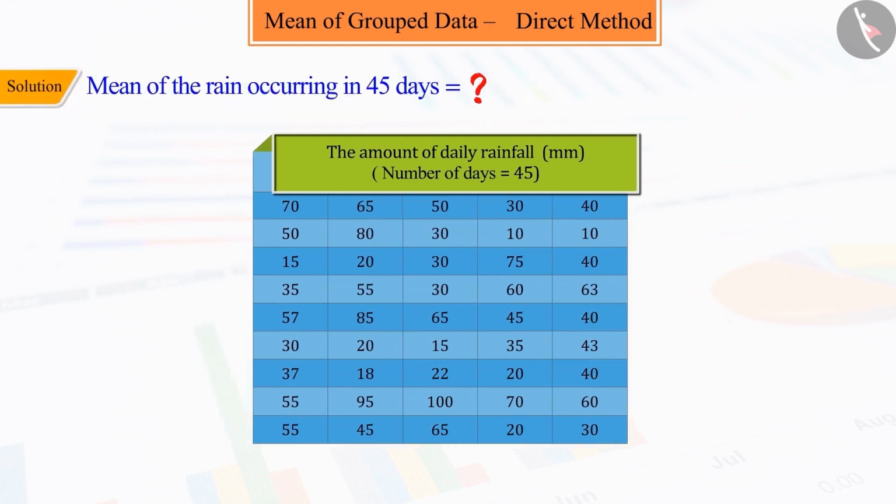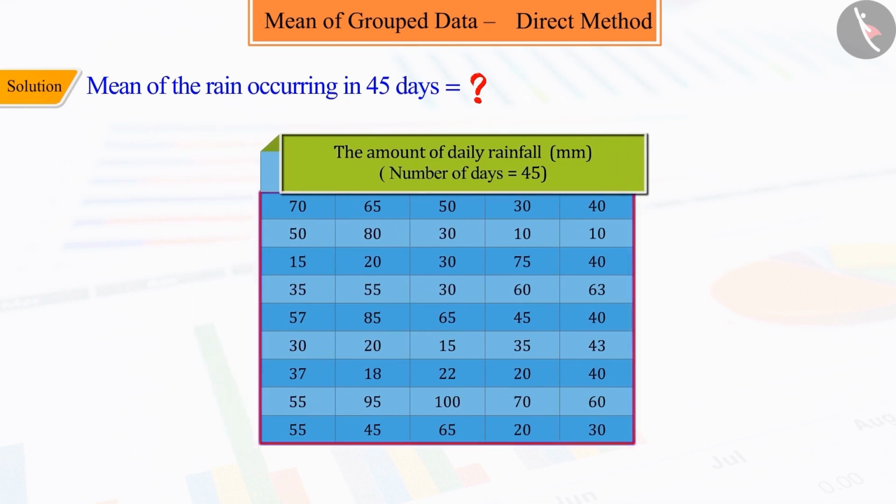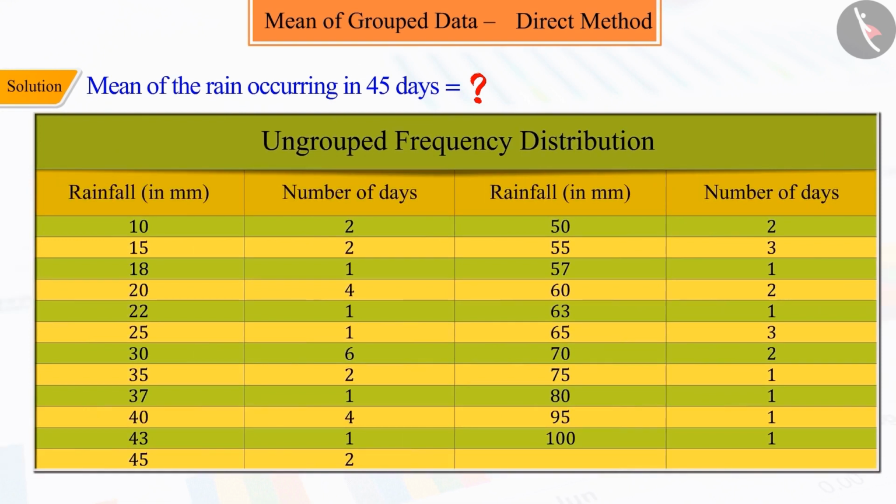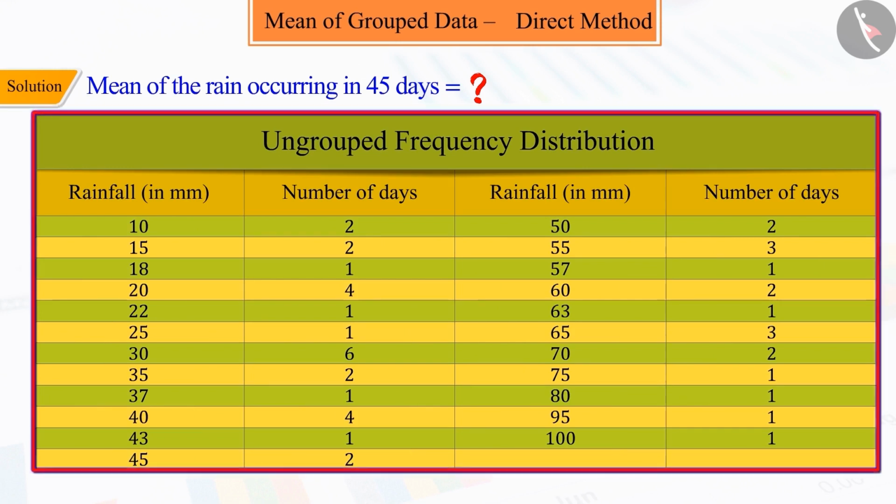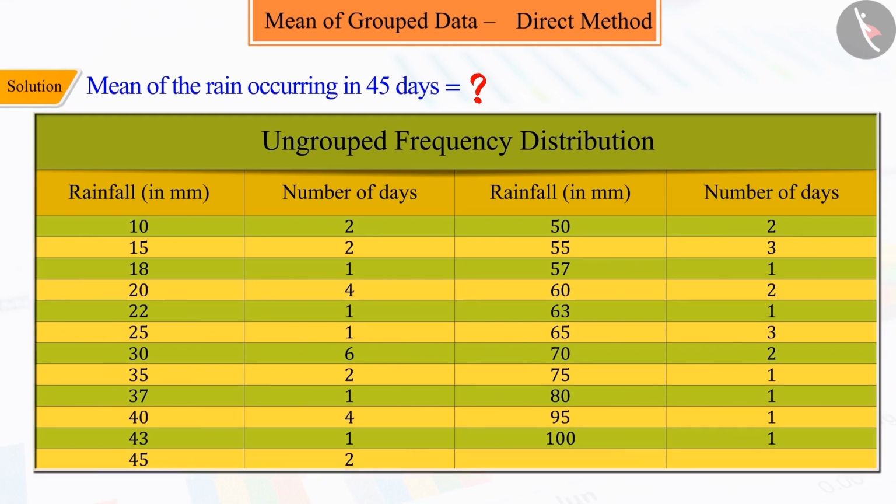From the given example, we can see that it is a system of ungrouped data, where the minimum rainfall is 10 mm and the maximum rainfall is 100 mm. So first, we will construct an ungrouped frequency distribution table which will be represented as follows. Here, we can see that the number of figures is very large.